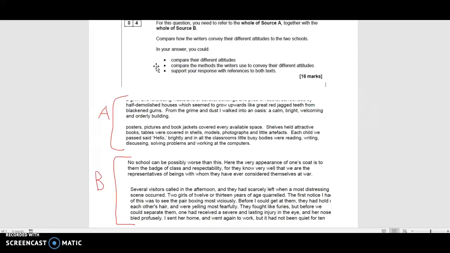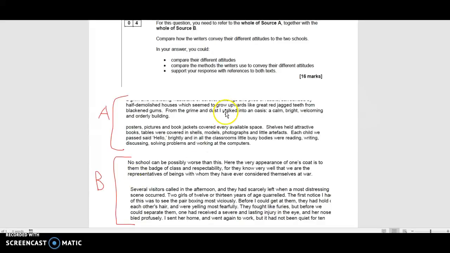So once you've got your quote that you think shows the view of the writer, try to comment on something in that quote about the way it's written, okay? And obviously, as I've just been talking about quotes, you do need to include quotes from both texts here. Okay, so I've got a couple of little excerpts from source A and 2 from source B, just to give you an idea of how to do this.